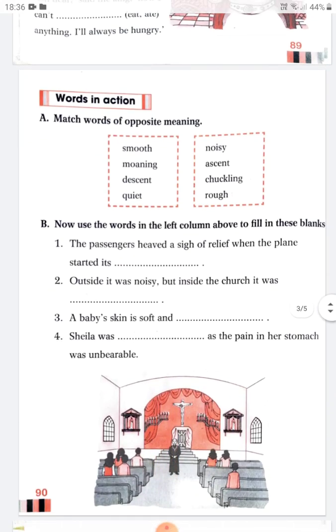Next exercise. Oh wow. What does it say?